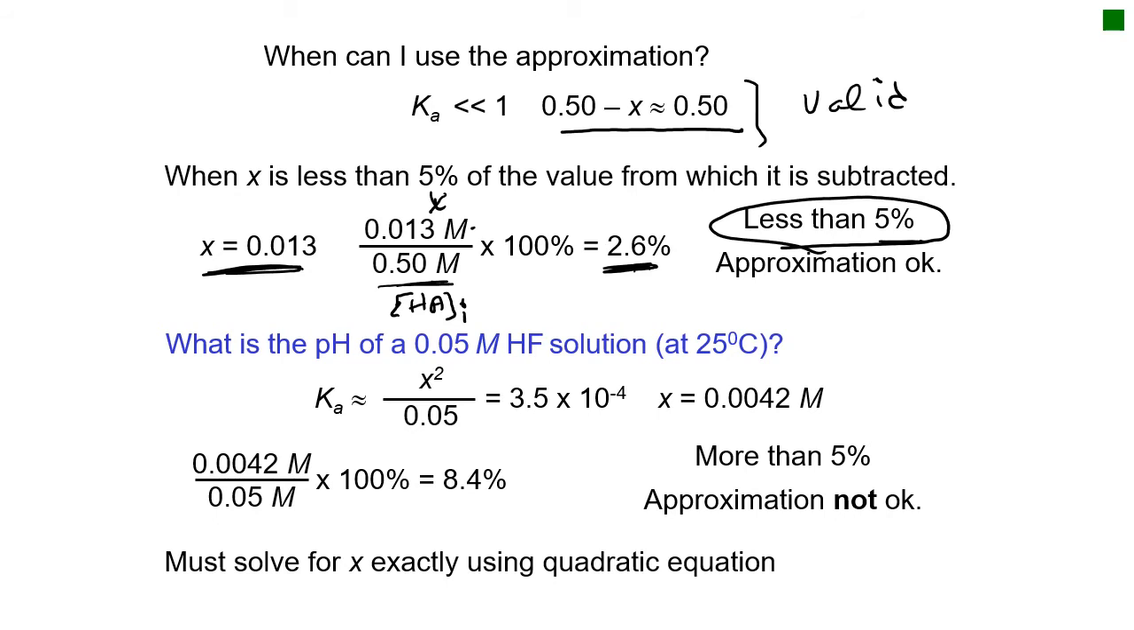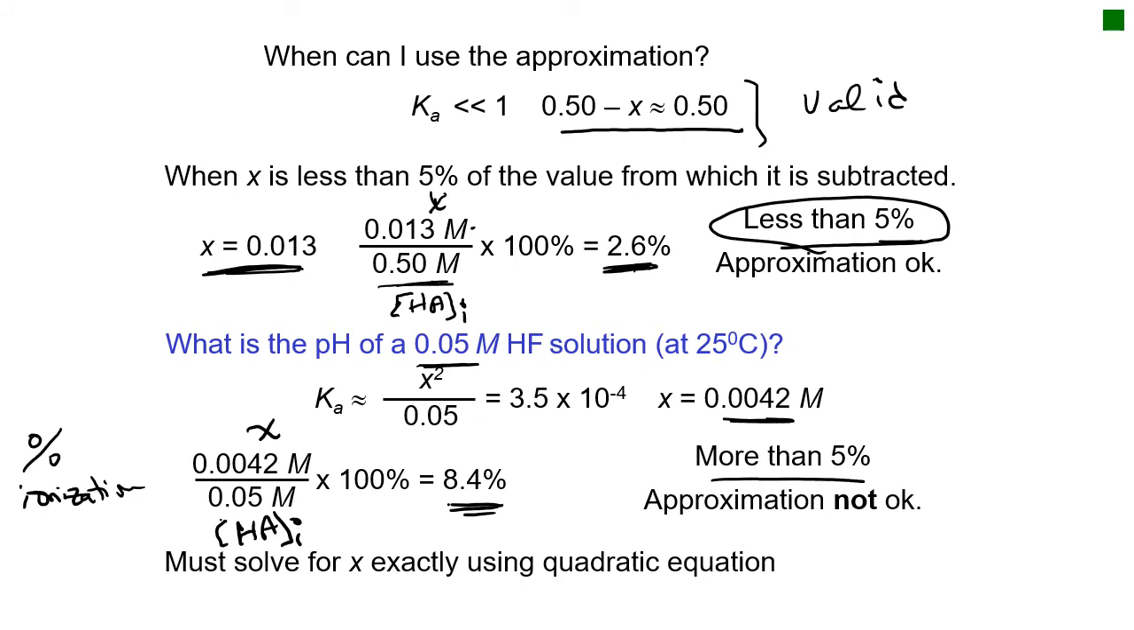Now, what if we changed our concentration? Well, if we did the same thing, but instead of starting with a value of 0.5 molar HF, we have 0.05, and we plug it through and do the same math. If we do that, you would find that our X value is 0.042, and when we do our percent ionization, where that is equal to X over the concentration of the acid, initial, that's going to work out to 8.4%.